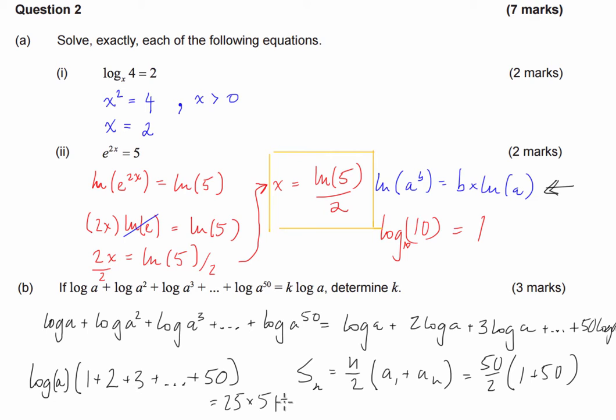Now this is in the non-calculator section of an exam. So we know that 25 times 50 is 1,250, and 25 times 1 is 25. So that's going to equal 1,275, which is equal to k.